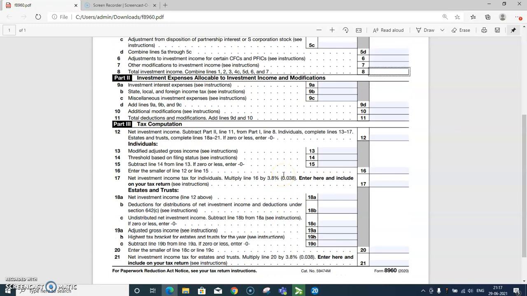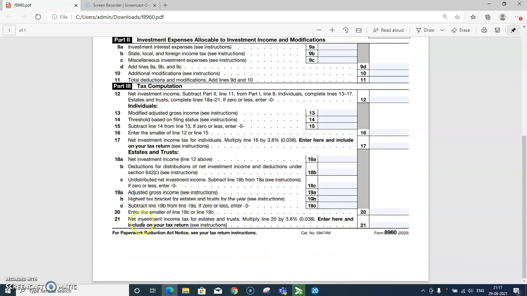For individuals you can see the different parts of line 12, and line 17 for estates and trusts. So this is line 21, net investment income tax for estates and trusts, multiplied by 3.8%. The same you can see here for individuals as well. For net investment income, subtract Part 2, line 11 from Part 1, line 8, and then you will get the net investment income here on line 12.